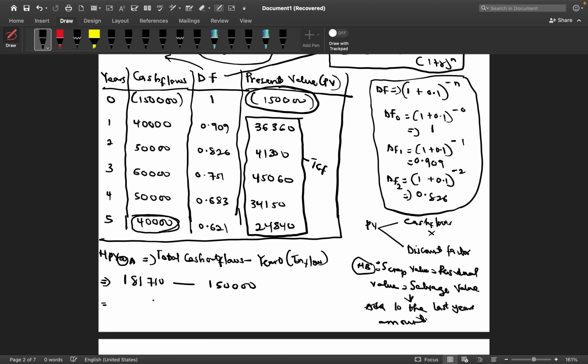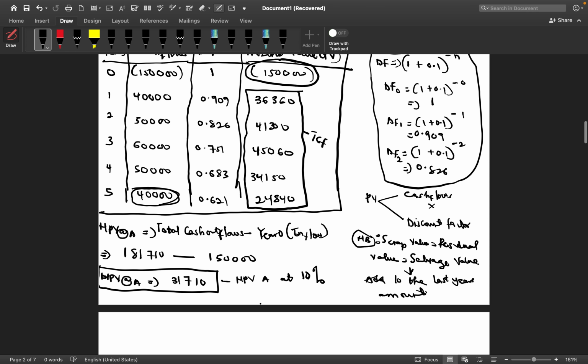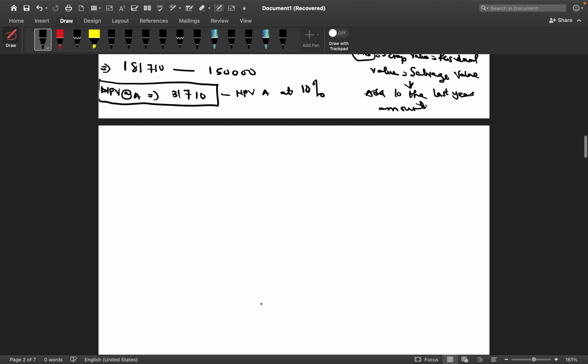So in subtracting on the calculator, I have 31,710. This is our NPV for A at 10%. Remember, this is project A. So I move on to solve project B as well.